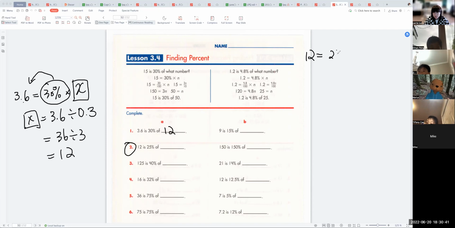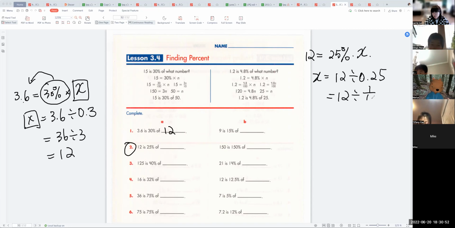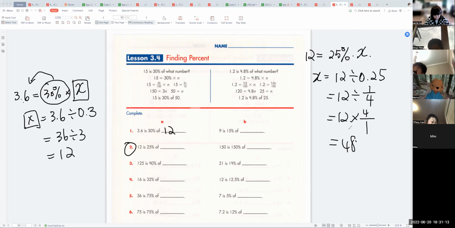12 equals 25% times a number. So X equals what? Equals 12 divided by 0.25. Or we can say 12 divided by 1 over 4 equals 12 times 4 over 1 equals 48. Get it? So number 4.